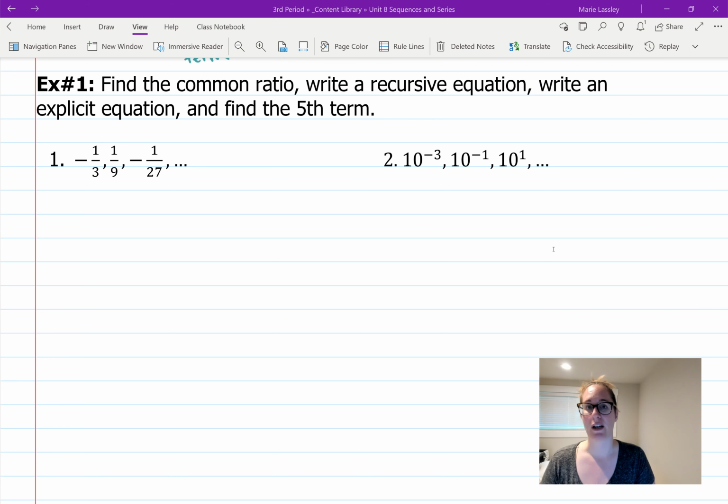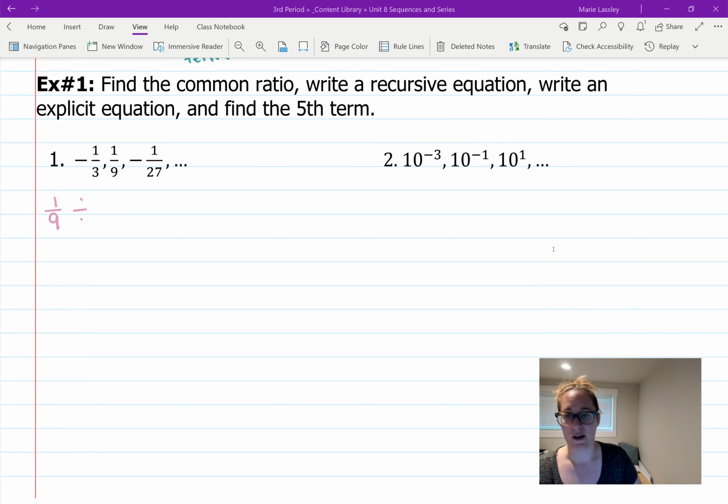All right. First, we want to figure out the common ratio. So to do this, like before, we would take the second term and subtract the first term to get our common ratio. We're going to do the same thing, but we're going to divide. So for this one, we would do positive 1/9 divided by the first term, which is negative 1/3.